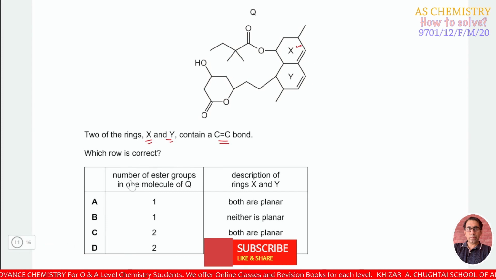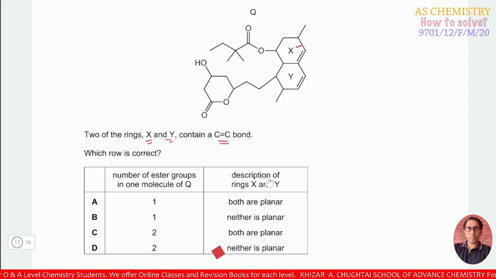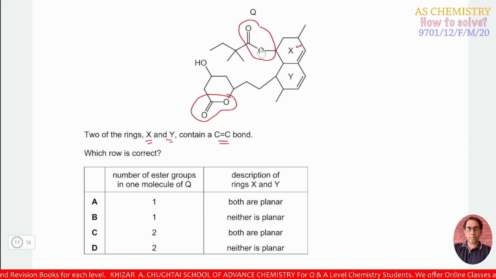First, the number of ester groups in one molecule of Q, and the description of rings X and Y. How many ester linkages are there? One ester linkage, and this is the second ester linkage. So 2 ester linkages are there. C or D may be the correct options. Come to the next one.